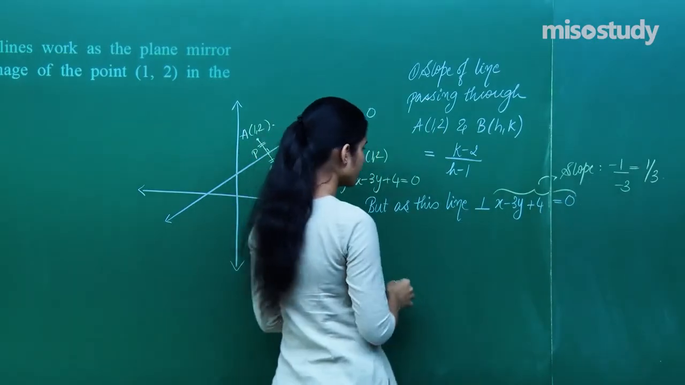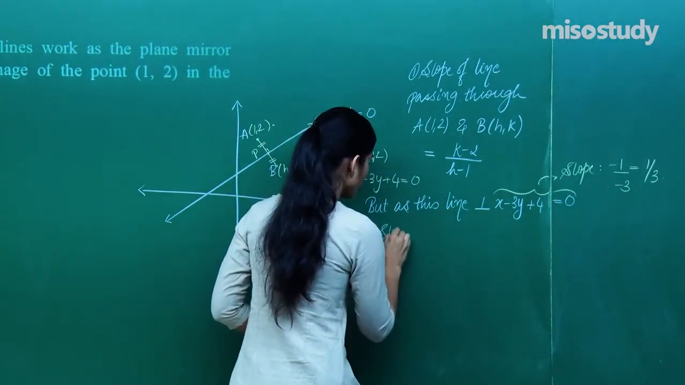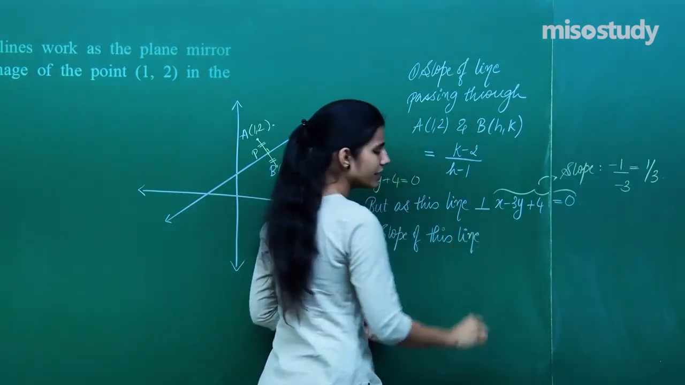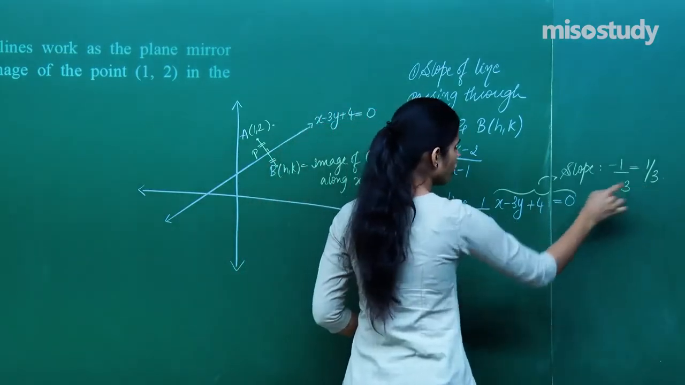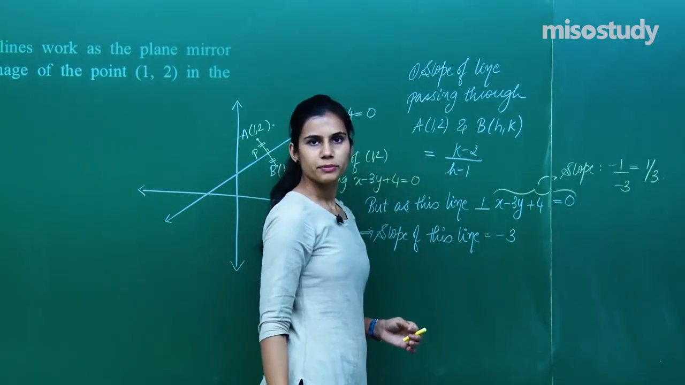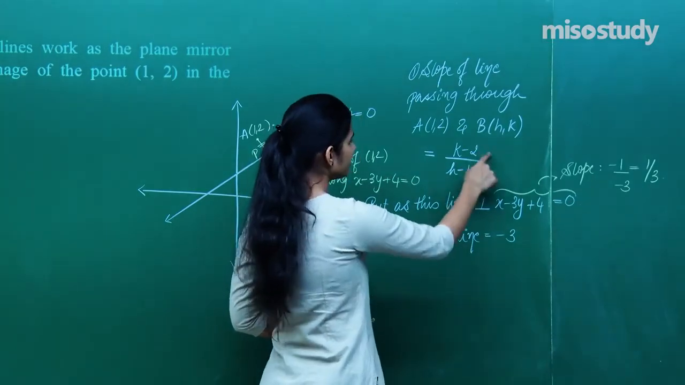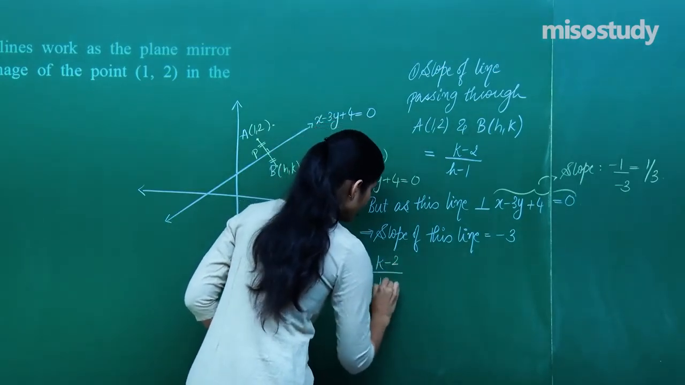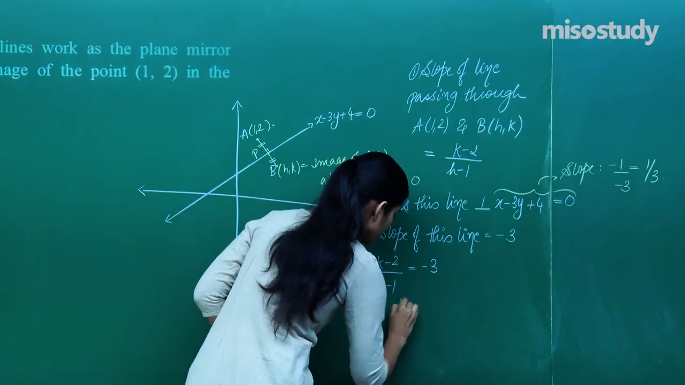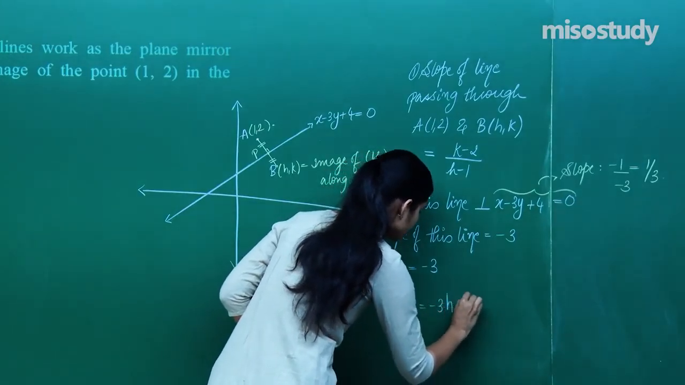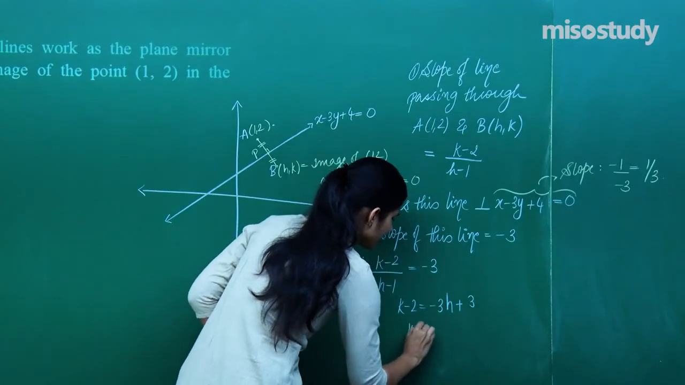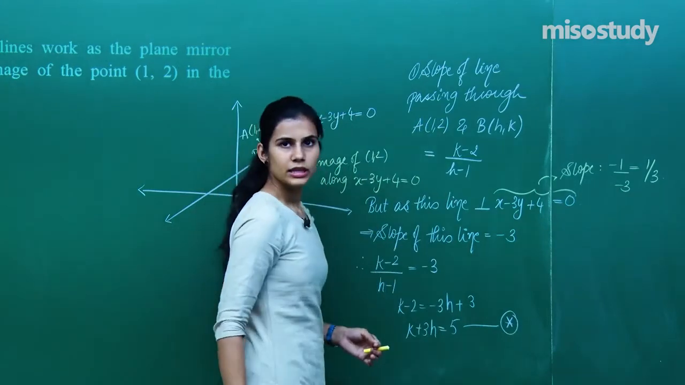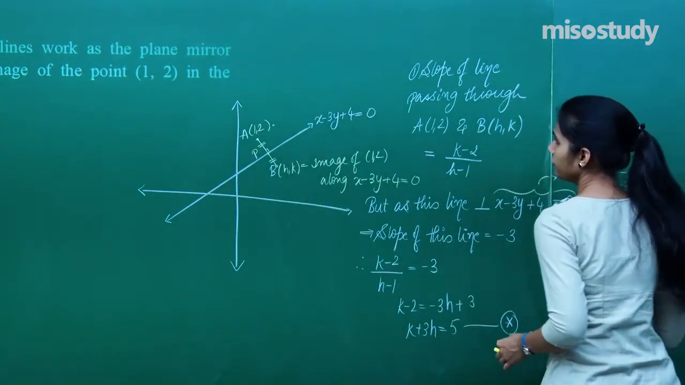So if these two lines are perpendicular, that means slope of the line passing through 1, 2 and H, K will be negative reciprocal of this slope because they both are perpendicular. Now slope is given by this also and this also. We get K minus 2 upon H minus 1 equals minus 3. That is K minus 2 equals minus 3H plus 3. So K plus 3H equals 5. Fine.